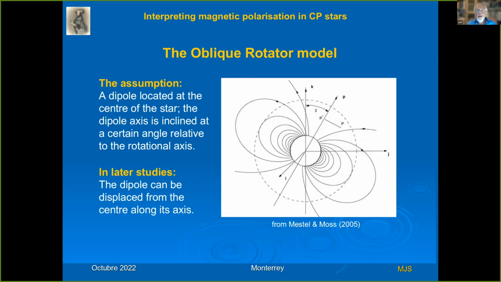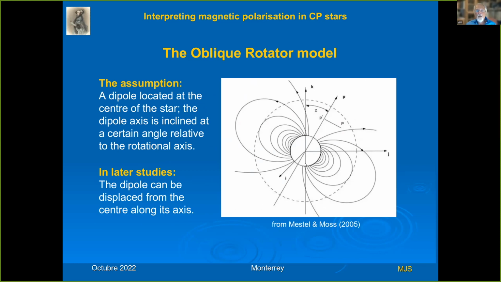The way people tried to explain this right from the beginning, the first idea was some oscillations of the magnetic field, but this went on only for a few years. Then the oblique rotator was proposed and shown to be the most successful model. So here you see the assumption.